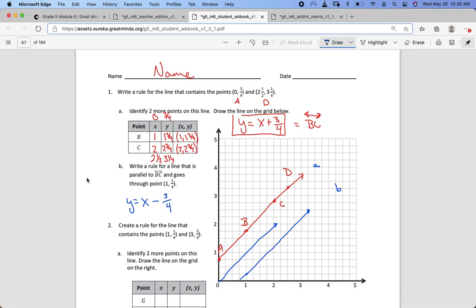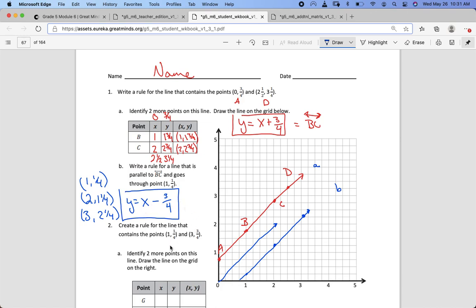So 1 and 1/4. If x is 1 and we subtract 3/4, we get 1/4 left. Let's try it with 2. 2 minus 3/4 would be 1 and 1/4. That's 1 and 1/4. Yep, that works. And if I had 3, that would be 2 and 1/4. I'm just testing my line here to make sure it's right. 1, 2, 3, and then 2 and 1/4 would be right here. Yes, okay, so that is our rule: y equals x minus 3/4.